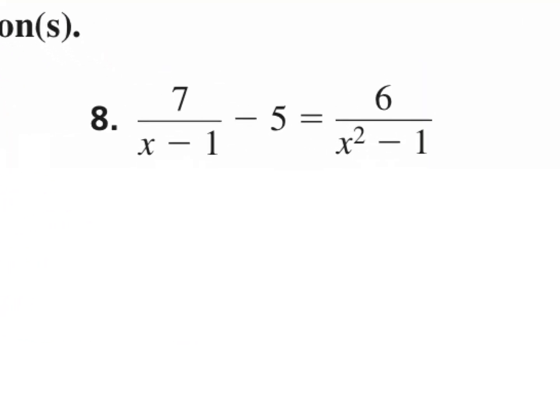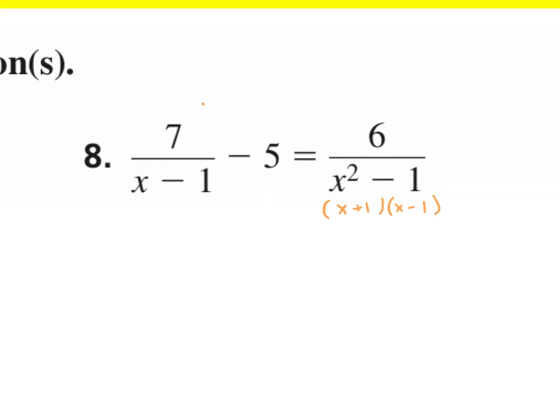Let's look at number 8. So first we want to factor any denominators that can be factored. So this turns into x plus 1, x minus 1. Our least common denominator would be this x plus 1 and x minus 1 because we have an x minus 1 here, so it overlaps, so we're good. So we multiply everything by x plus 1, x minus 1.